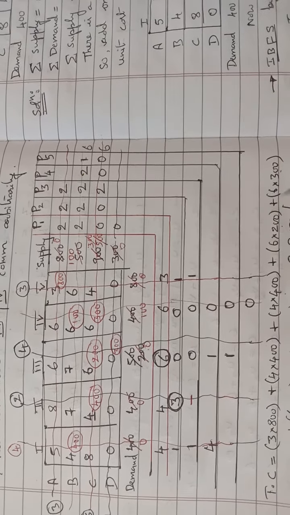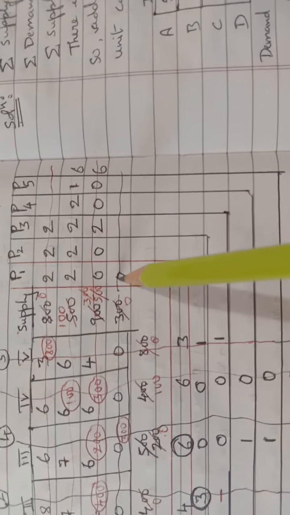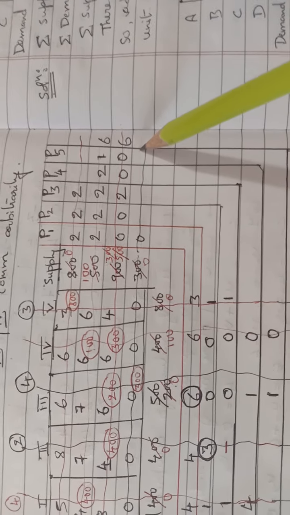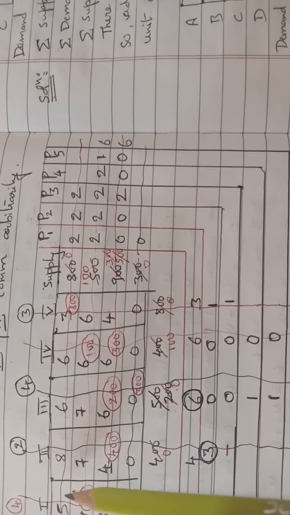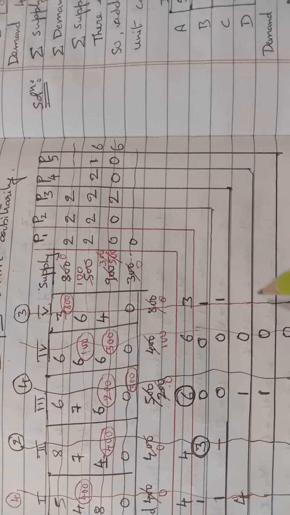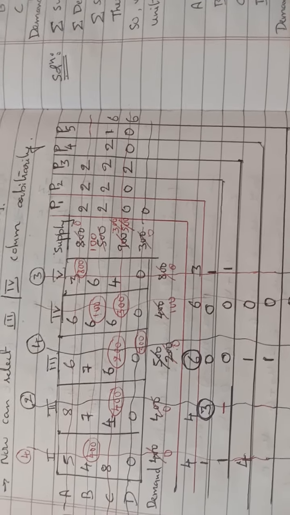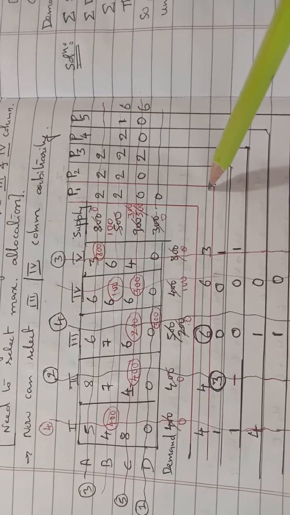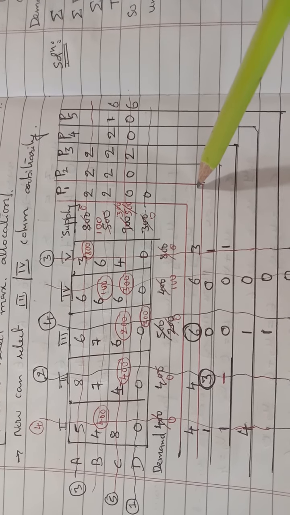In the previous step we deleted the D row, so there is no need to find any penalties for the D row. Once again we select the difference of the least two values and get fresh penalties. The same steps need to be repeated. These steps were explained in my earlier video, so I am not going to explain them here.